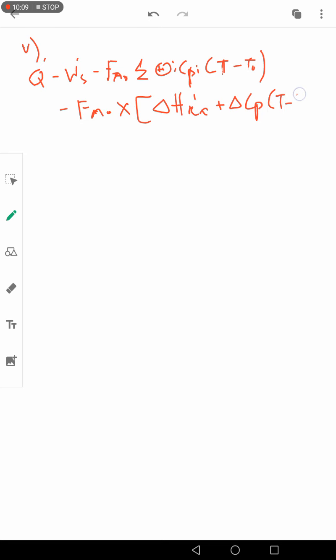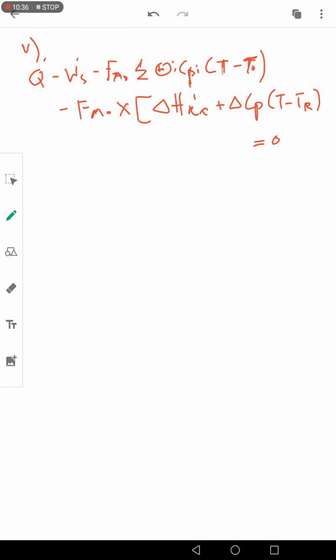Okay, apa beza TR dan T node? TR adalah T reference, T node adalah T inlet. So kalau T reference adalah reference yang diberi. Contoh dalam case ni adalah reference yang diberi untuk K tadi. Reference dia adalah T300 kan. So 300 adalah T reference.